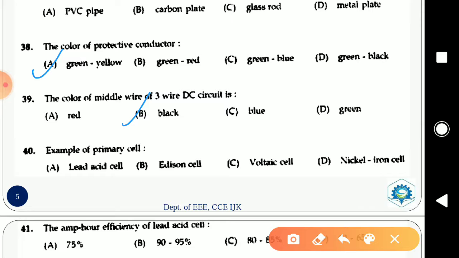Example of primary cell is. Now, what is a primary cell? A primary cell is a cell that produces current by an irreversible reaction. That is, you cannot recharge the batteries, and the main examples for the primary cell are dry cell or voltaic cell. So, here option C is the correct answer, voltaic cell. The remaining options which are given are the examples for secondary cells. Secondary cells are the cells which can be recharged.